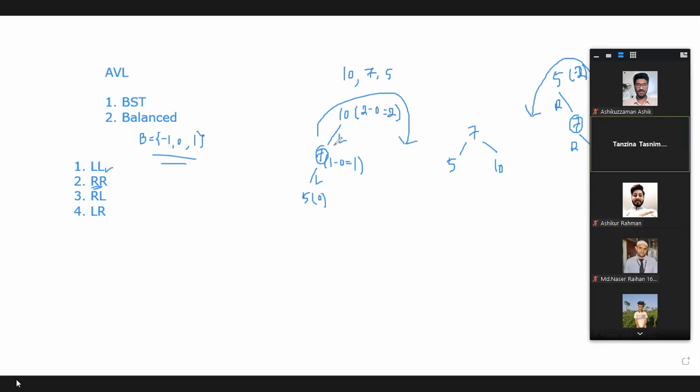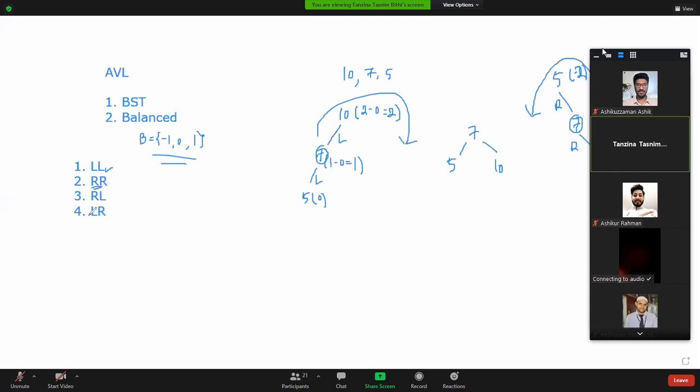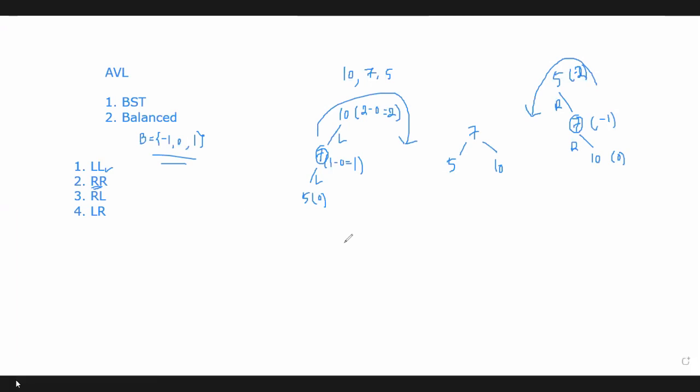Okay, so now the next one is right-left or left-right. So when to use this rotation? After adding some nodes in the left subtree and in the right subtree, if the balance factor is more than 1, then we have to apply RL or LR.